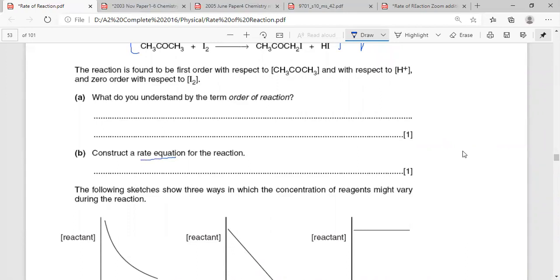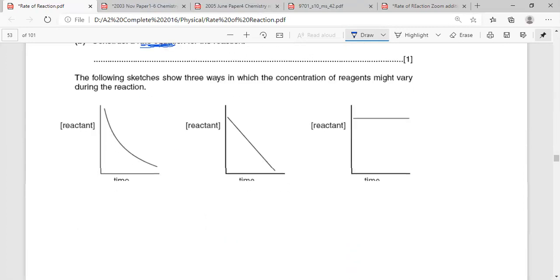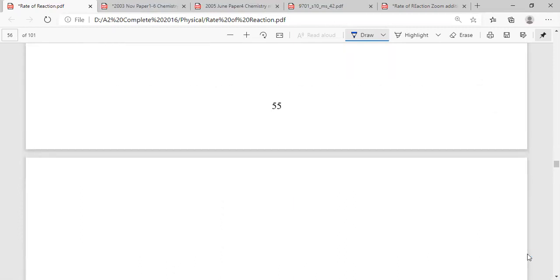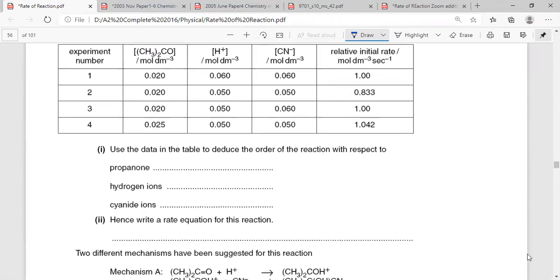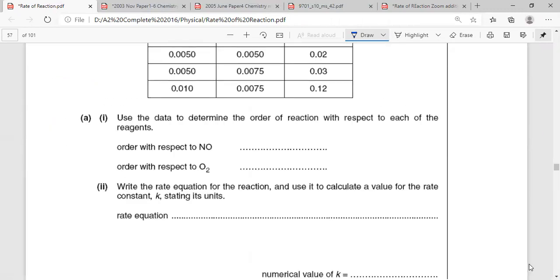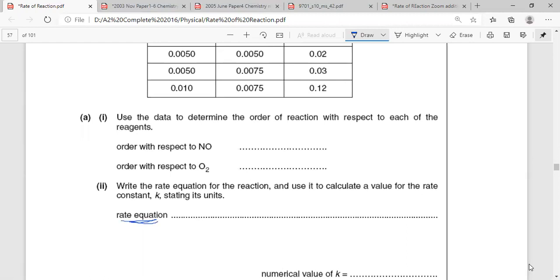Construct a rate equation for the reaction. Basically, I'll go straight to that one first. Question 56, just around the corner. Now here, write part two: hence, write the rate equation for the reaction here. Again, the last one, I'm sure you get the drift. So basically you always have the rate equation here.